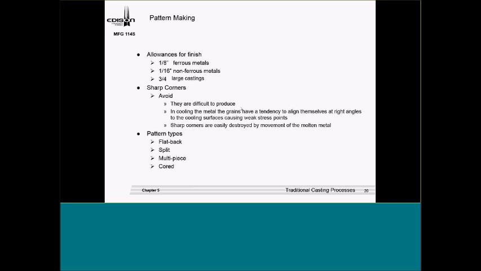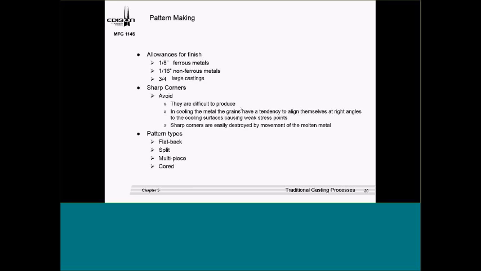And then you need to watch out for sharp corners. They are very hard to produce, and if you can, you want to avoid those. I've had people try to do their initials, for instance, and if you get an A, it's very hard to get that sharp corner in the A unless you're doing a styrofoam pattern. And again, sharp corners are also easily destroyed by the movement of the molten metal.